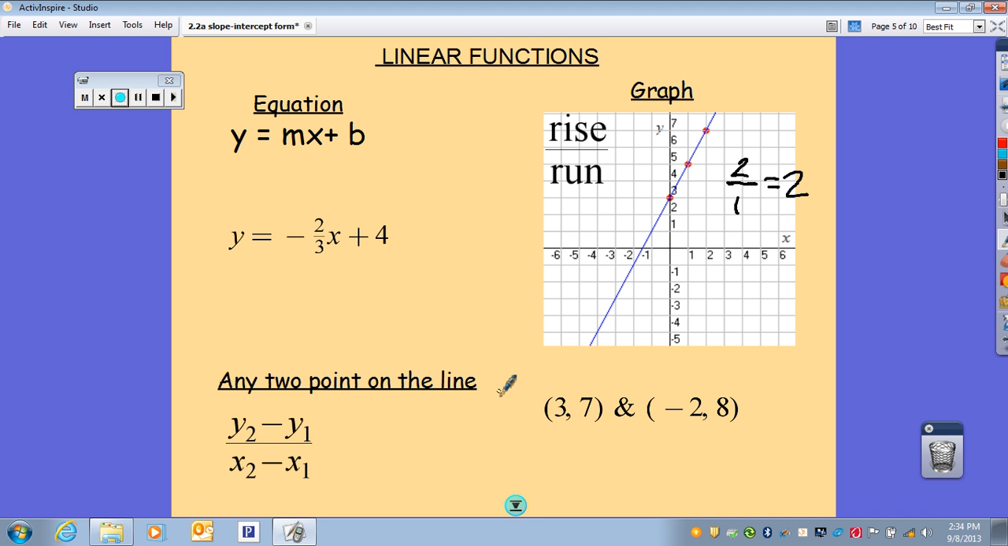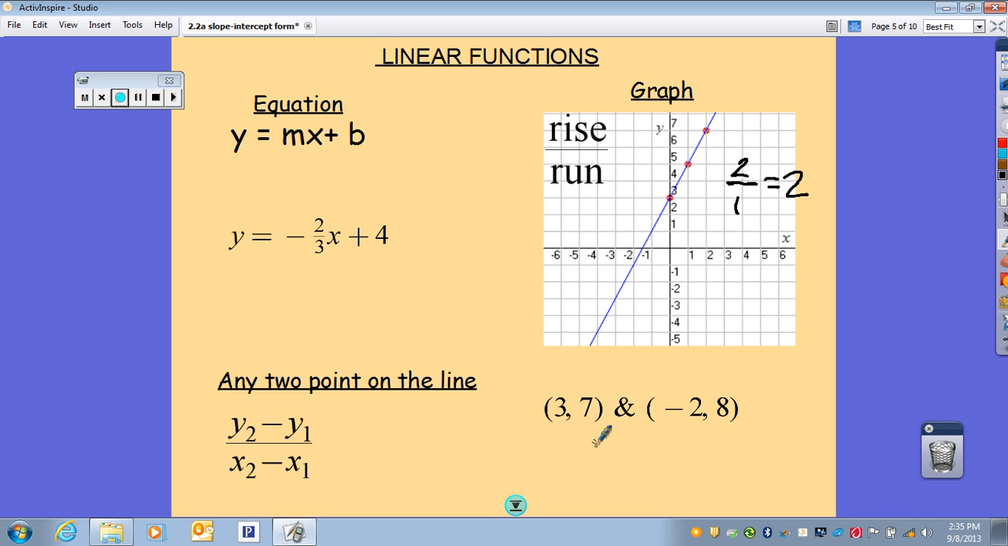We also can use the example of finding any 2 points on the line and subtracting the y values and the x values to find our slope. It doesn't matter which point we use as our y2 or y1. It can go in any order as long as we subtract the same way with our x values.